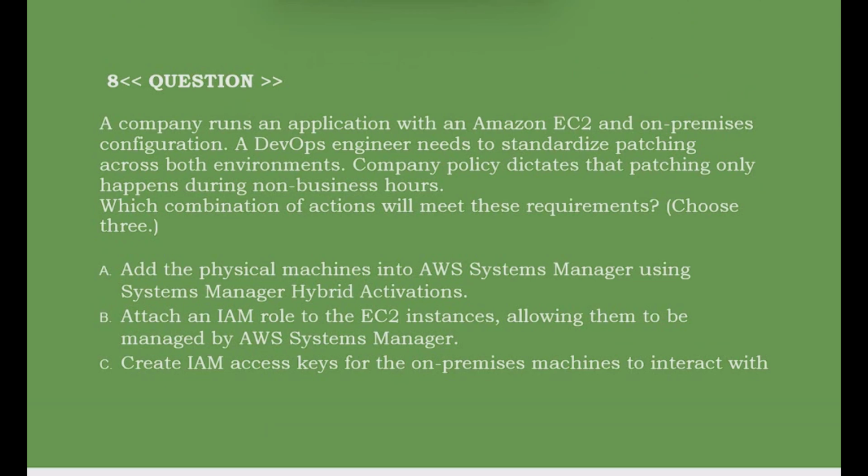Question is, a company runs an application with an Amazon EC2 and on-premises configuration. A DevOps engineer needs to standardize patching across both environments. Company policy dictates that patching only happens during non-business hours. Which combination of actions will meet these requirements? Choose three options.